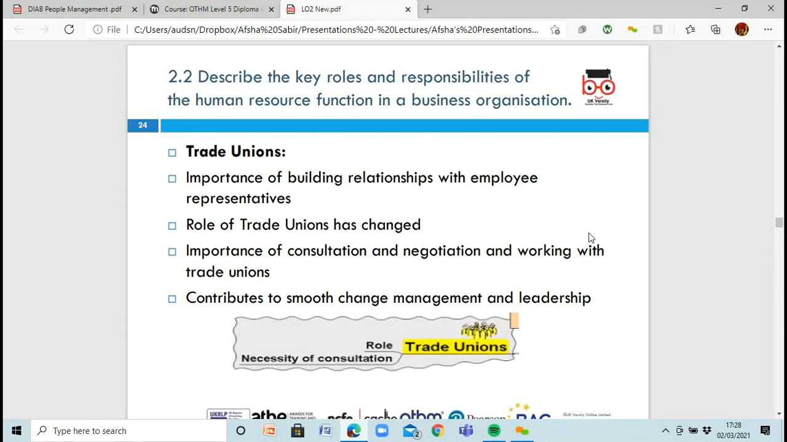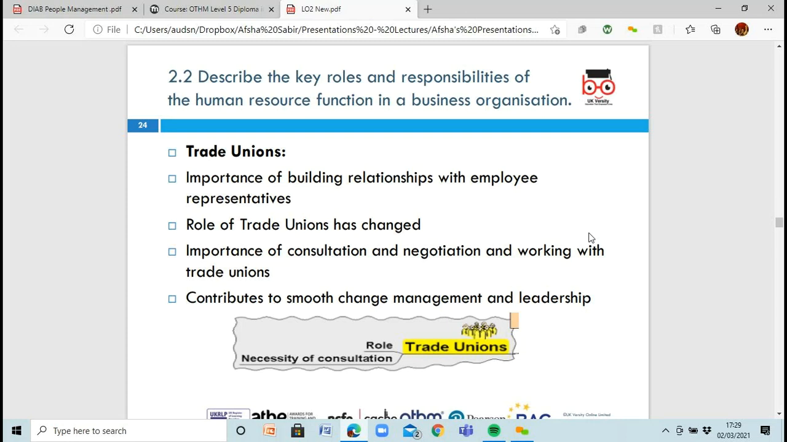Trade unions. So these are there to actually build relationships with the employees' representatives. So if you're working within a place and you're worried about certain things, you might want to join a union. Now, those union representatives will be familiar with your work organization, and they will help you if there's any issues with grievance or there's something that you want to get addressed. They will be there to help you. They're there to consult you, they're there to negotiate with you, and they'll work with each other.